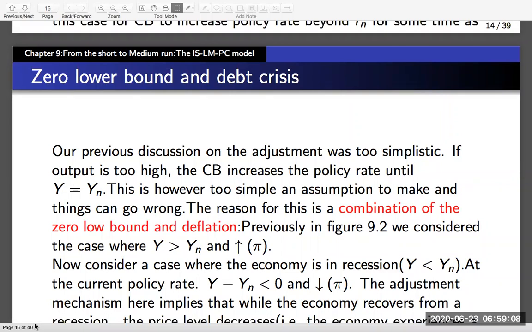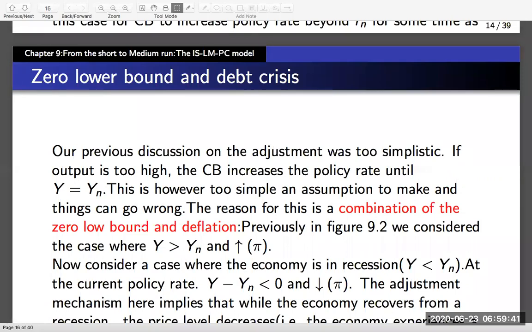The zero lower bound is when the interest rate is so low that the central bank cannot use the interest rate as a tool to influence the economy. So what does the zero lower bound mean? It means that the economy is insensitive to changes in the interest rate. Deflation, on the other hand, is when prices are decreasing, like there's a decrease in prices.